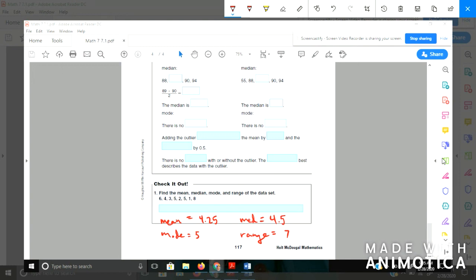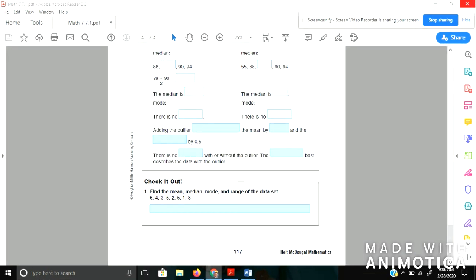If you didn't get those answers, please double check with me or with a table partner so that you do know how to get the correct answers. And that concludes the first section on mean, median, and mode.